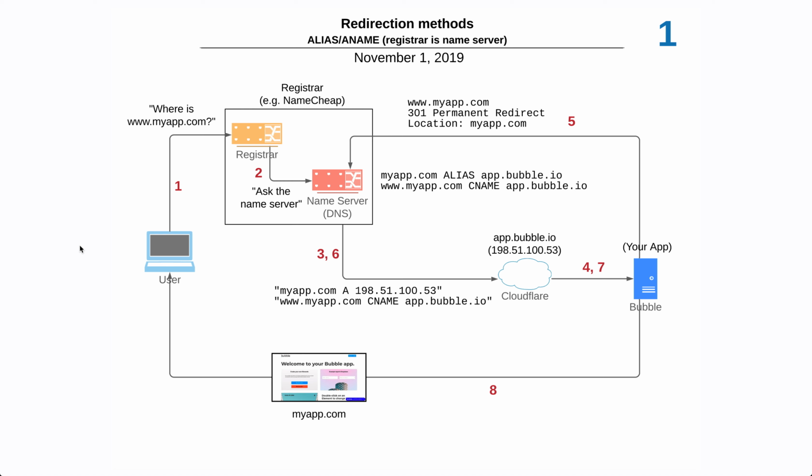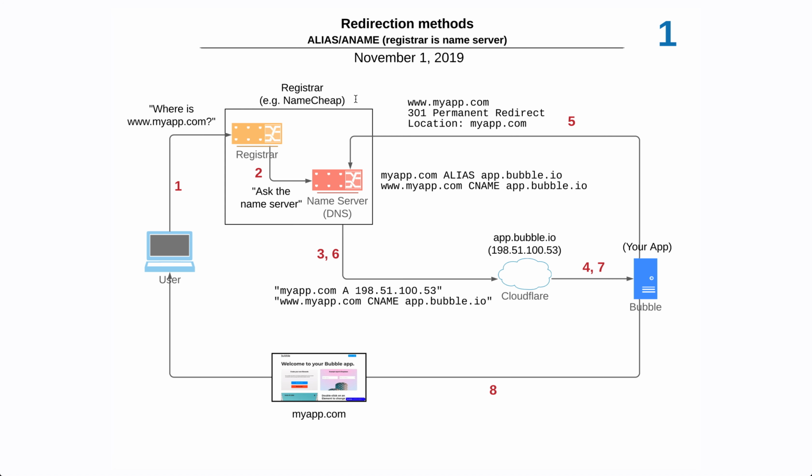In this video, I'll be showing you the first of several redirect methods to get your app running on the Cloudflare platform. In this example, we're using the same domain as we used in the previous video, www.myapp.com. In this case, we're going to show how an alias or a name record works.